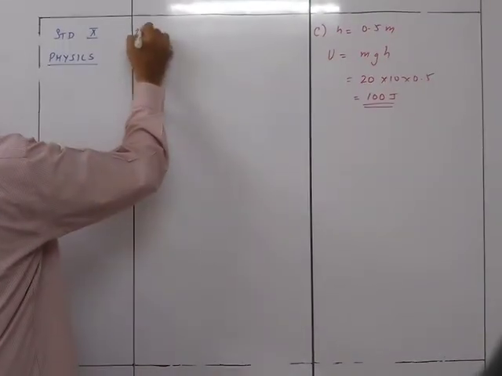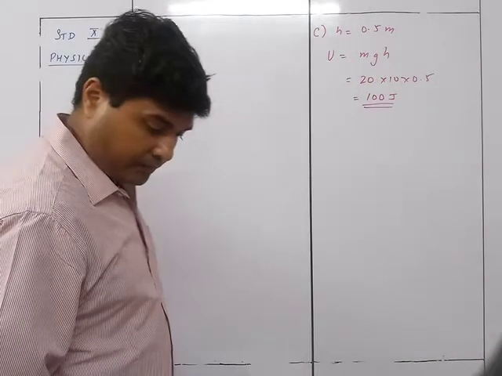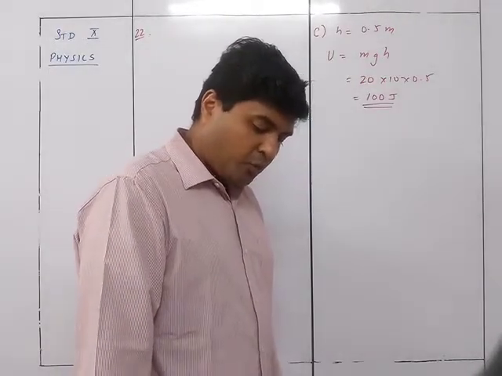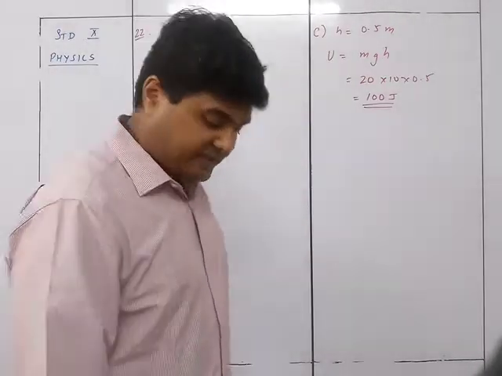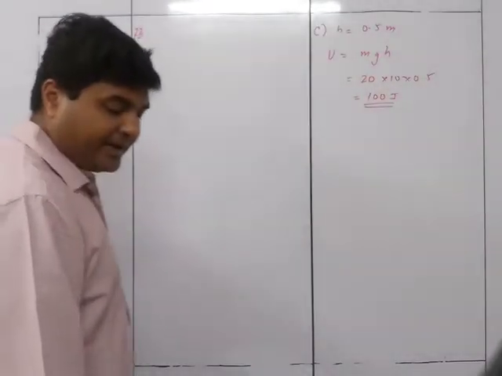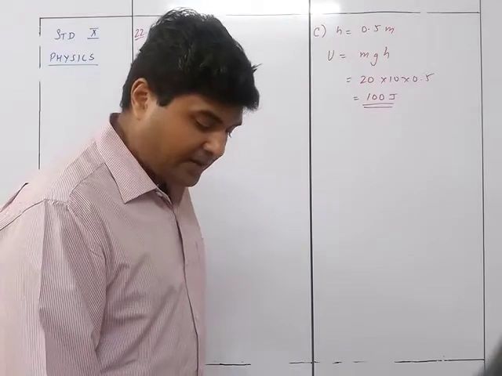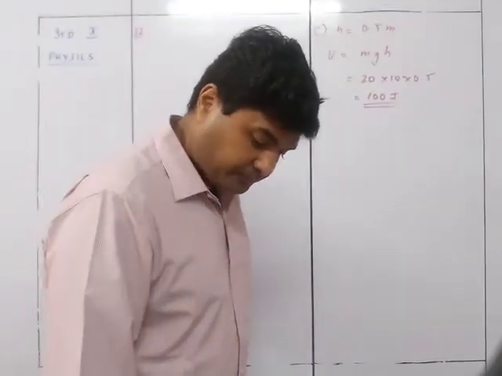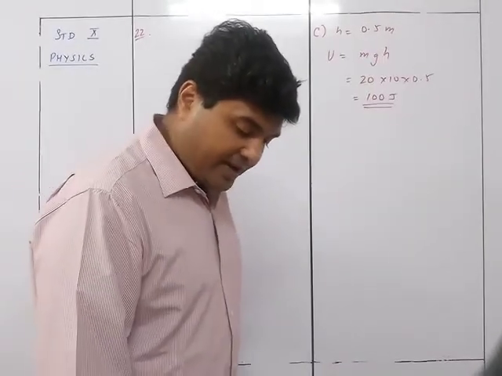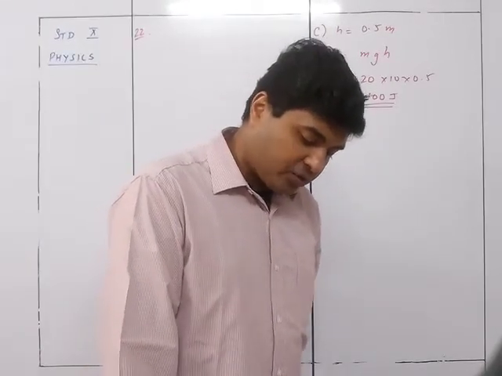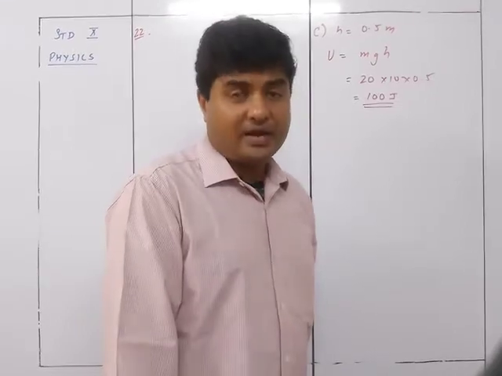Okay. A bullet of mass 50 grams is moving with a velocity of 500 meter per second. It penetrates 10 centimeters in a still target and comes to rest. So we need to find out the kinetic energy possessed by the bullet and the average retarding force offered by the target.